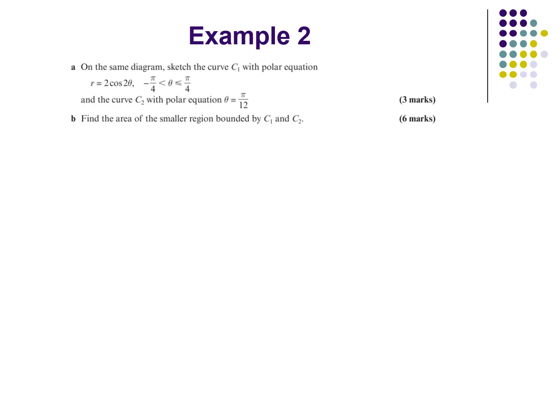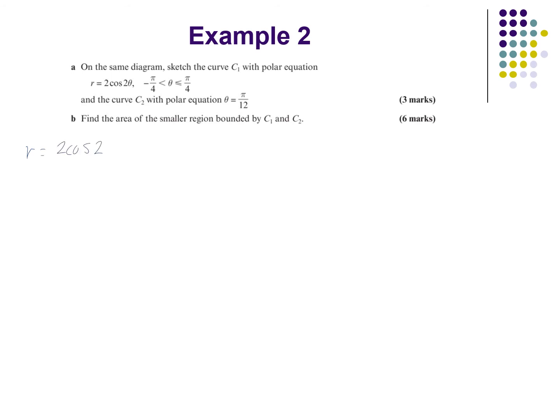Okay, so they've asked you to sketch two polar curves. They've asked you to sketch r equals 2 cos 2 theta, and then they've asked you to also sketch a curve with polar equation theta equals pi by 12. Well, hopefully you realised that's actually just going to be a half line out from the origin. Now let's do a little bit of work to see what this one looks like.